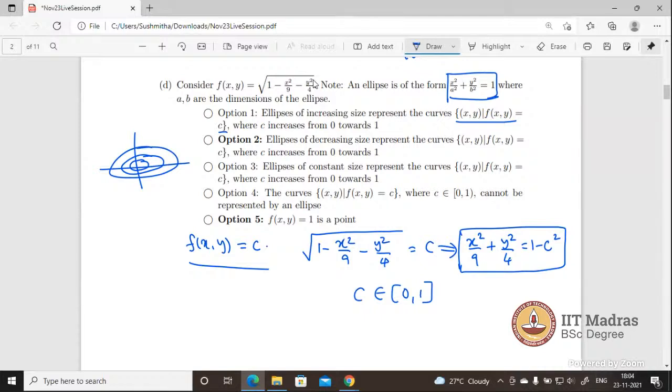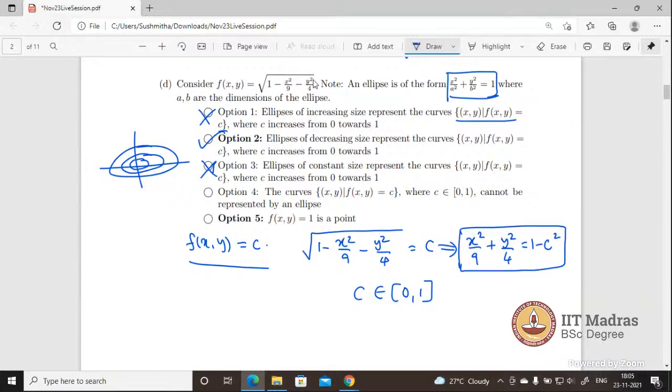So option 1 is not right, option 2 is right. And we know that it will decrease, so option 3 is also not right. It's not of constant size, right? Then option 4, the curves f of x comma y is equal to c, where c belongs to 0 comma 1, cannot be represented by an ellipse. But f of x comma y is equal to c is just this, right? It's an ellipse anyway. For the ellipse, we want the right hand side to be 1.